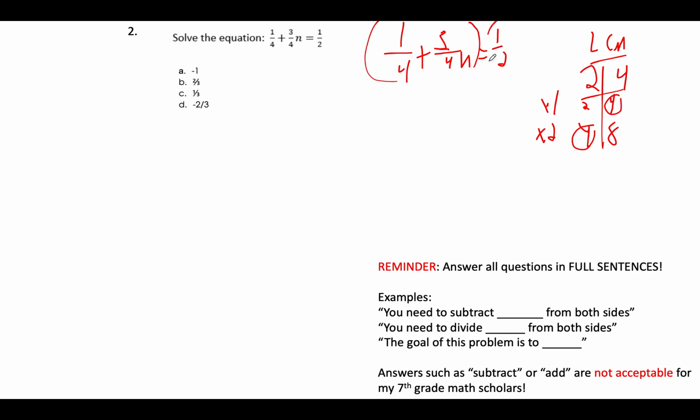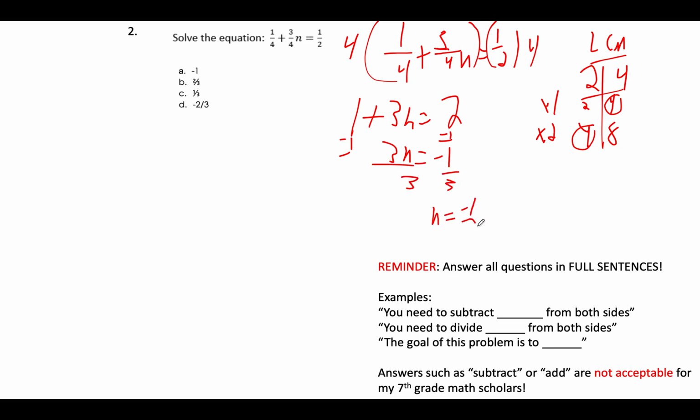So we multiply both sides by 4. 1/4 times 4 gives us 1. 3/4 times 4 gives us 3n. And 1/2 times 4 is going to give us 2. Awesome. So we have to solve for n then. We get 3n equals -1. We subtract 1 from both sides. Sorry, I should have said that step there. And then divide both sides by 3.